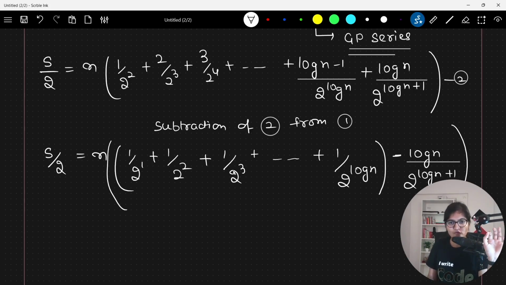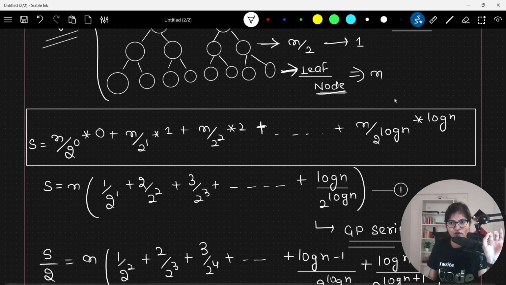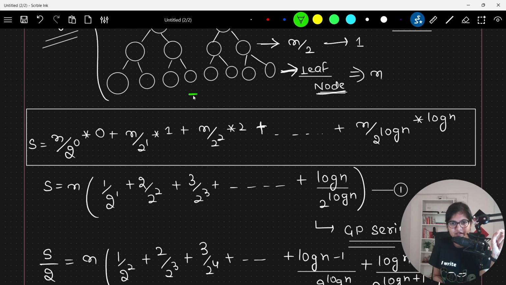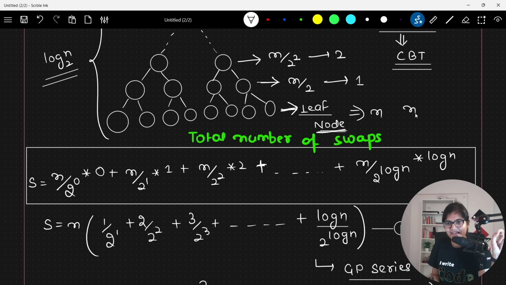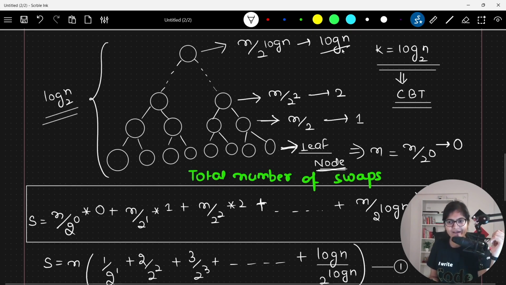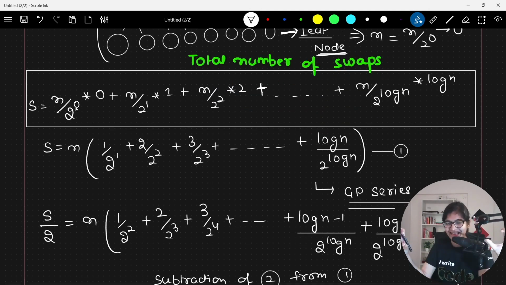Okay. So until so far what we have discovered is that first of all we have seen the standard equation which is saying the total number of swaps. So it is suggesting to me how many total number of swaps are there, right? So I will be able to get an idea that at the lower level, which I can say as n by 2 to the power 0, at this level 0 swaps are there, right? At the next level 1 swap is there, at the very next level 2 swaps are there, and this series will keep on going until the log of n levels. So what we are doing is that we are adding everything.